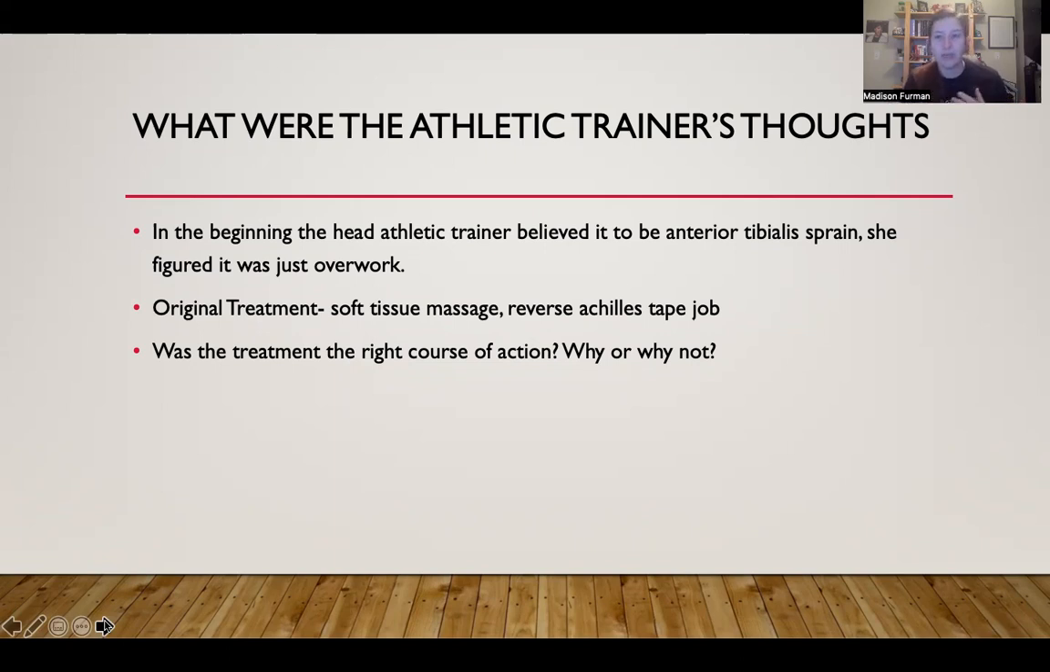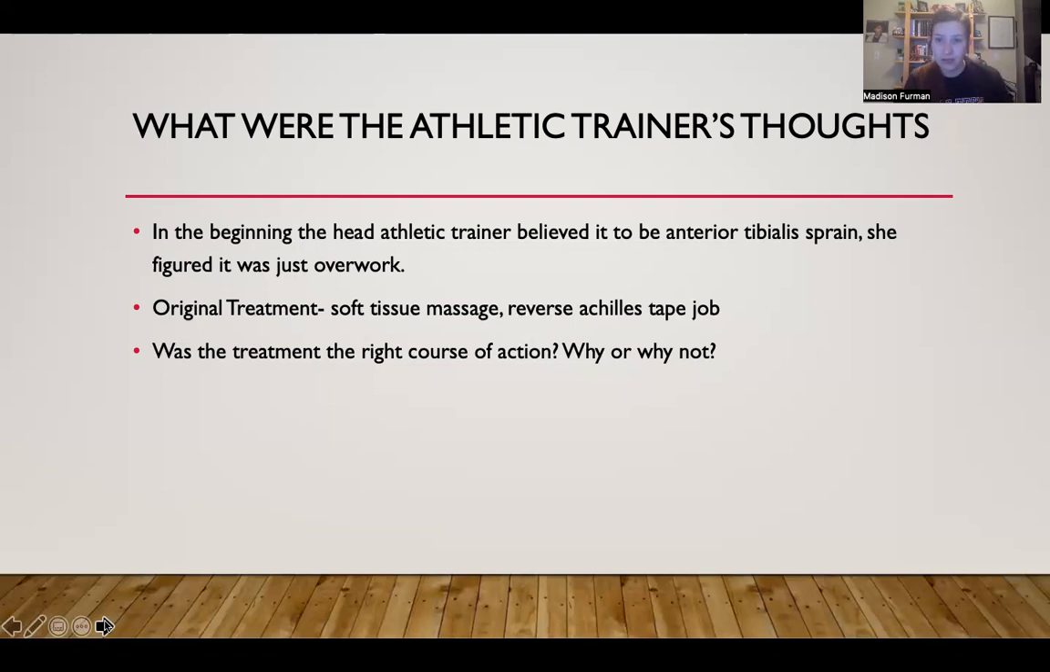For what we believed it to be, yes, this would be the correct course of action for an anterior tibialis sprain. But due to the fact we hadn't had an MRI or X-ray, our head AT wanted to pretty much get that out of the way. So she went in for the X-ray at Dr. Crawford's office. He is the local orthopedic surgeon here in Lubbock. Rose saw him, went in for X-ray. X-ray was negative. There were no signs of a fracture of any sort, and the MRI basically confirmed that. So, we stuck with this original theory.